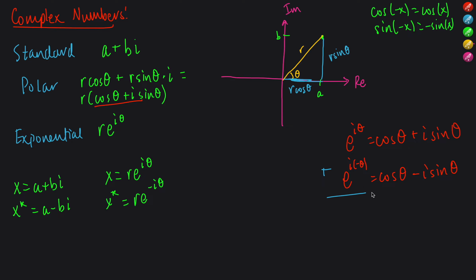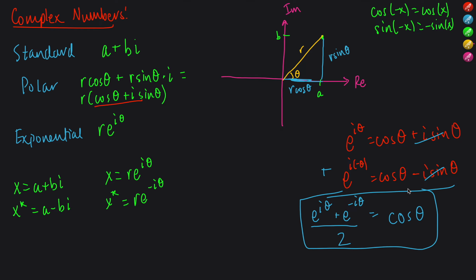If I add these two up, notice that plus i sine theta and minus i sine theta cancel, and I'm left with e to the i theta plus e to the negative i theta equals 2 cosine theta. To solve for cosine theta, I can divide both sides by 2, and now I have an expression for cosine of theta. This takes a completely real valued signal, cosine of theta, completely in the real world, and represents it in the imaginary complex world. This identity is going to be very useful in the future when it comes to finding Fourier transforms and doing proofs in that sense.